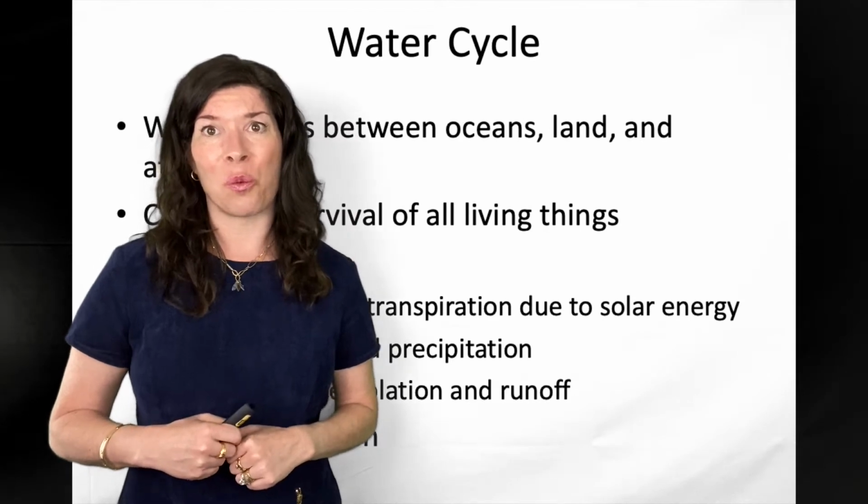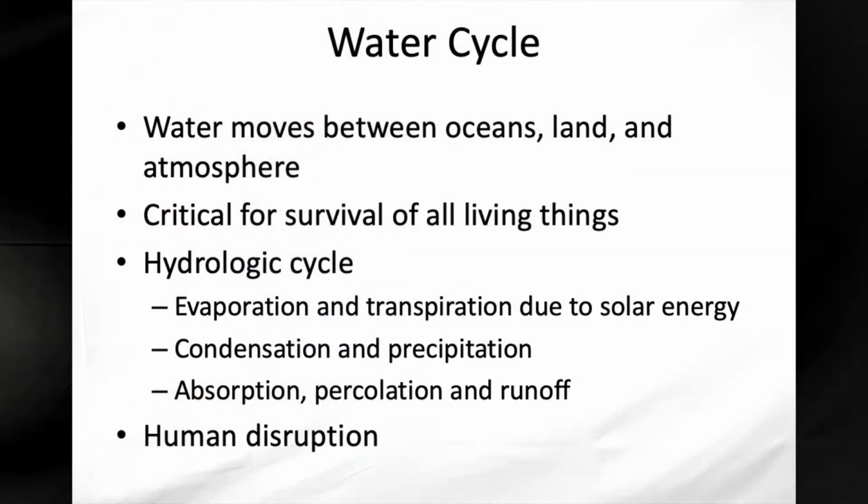So let's start with the water cycle. Water is going to move between oceans, land, and the atmosphere, and that's important because it's critical for the survival of all living things. The water cycle is also known as the hydrologic cycle, since the term hydrology means the study of water. And two important processes that you want to know about are going to be evaporation and transpiration. Evaporation, of course, is the movement of water from a liquid form into its gaseous state in the atmosphere, and transpiration is essentially the same thing, but that's referring specifically to when it exits plants, and that's connected to solar energy.